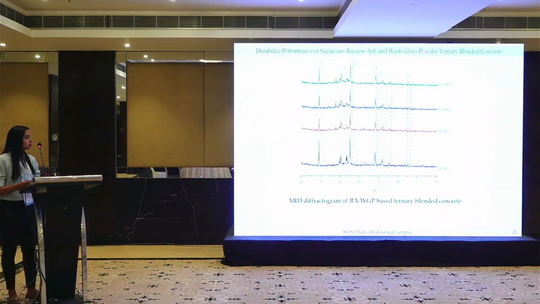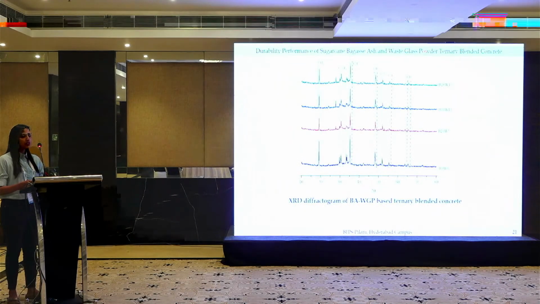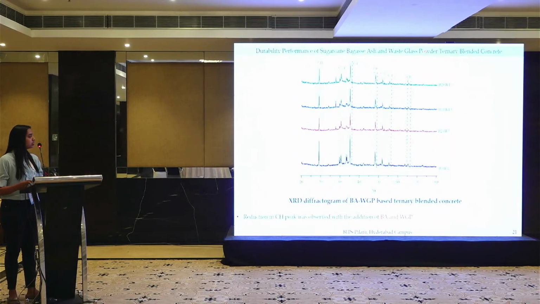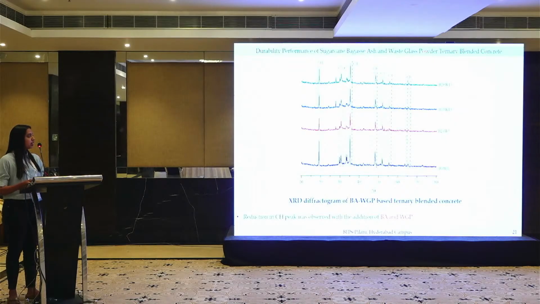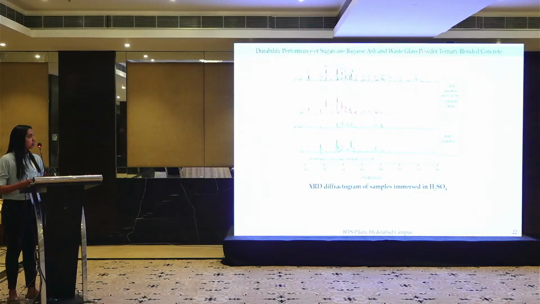This is the X-ray diffractogram of bagasse ash and waste glass based ternary blended concrete. Here the reduction in CH is clearly visible, showing that the addition of bagasse ash and waste glass powder is helping the pozzolanic reaction, so it can be correlated with the better compressive strength of B10 W5. And this is the X-ray diffractogram of the sample immersed in H2SO4.